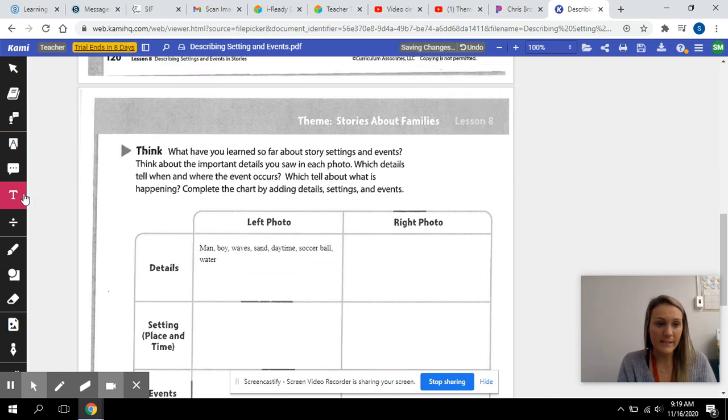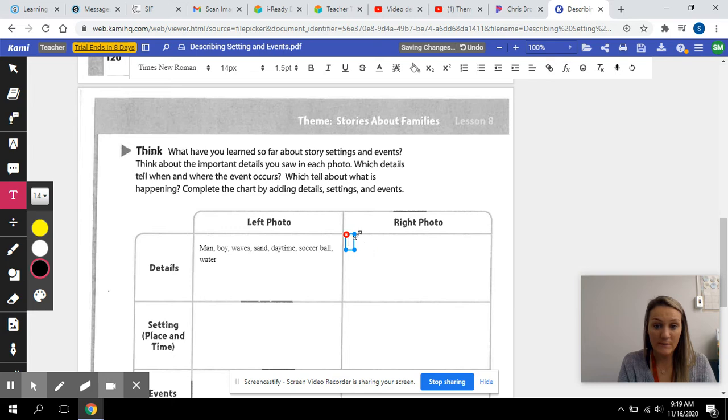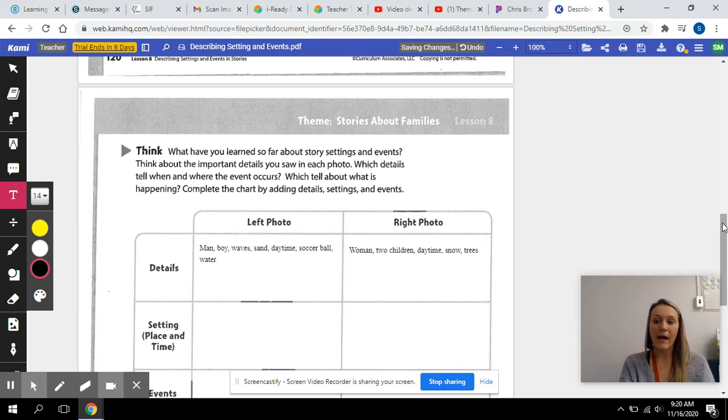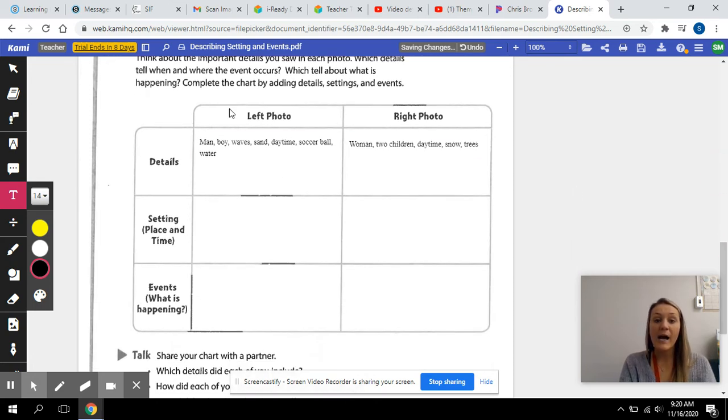Now, the details I observed in the second picture. There was a woman. There was two children. It was daytime, so it was light outside. There was snow on the ground. There were trees in the back. That's what I observed in the second picture. So these are my important details, and I spelled woman wrong. Here we go. Okay, now these are going to help me identify the setting, the place and time, and it's also going to help me identify the events, what is happening in the picture.